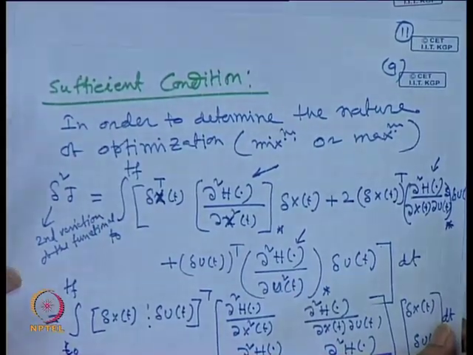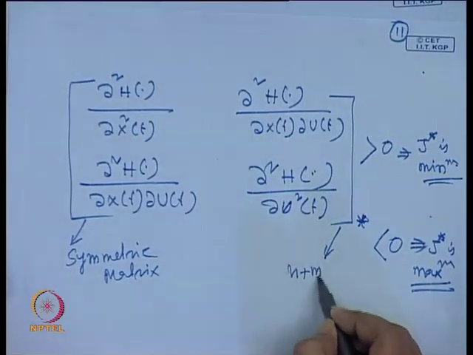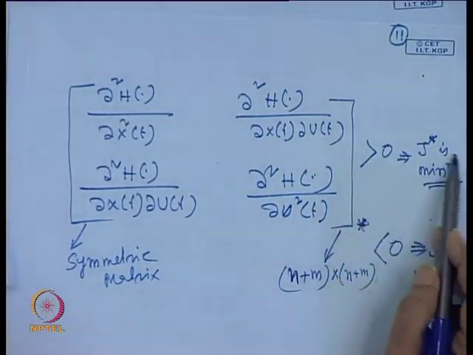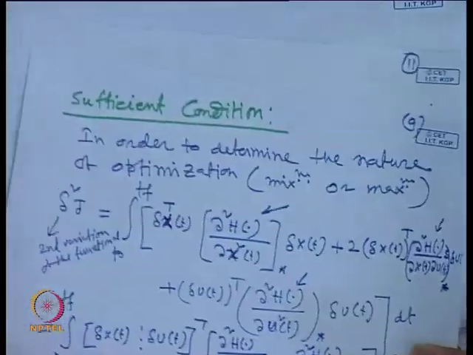So this is the necessary and sufficient condition. The necessary condition is required to find the trajectory of control u of t and x of t. Once you get the optimal trajectory, the control effort u star of t and the optimal state trajectory x star of t, the next question is to know the nature of the optimality, whether the functional value is minimum or maximum. Then you have to test with this matrix. Its dimension is n plus m by n plus m, where n is the number of states and m is the number of inputs. If it is positive definite, J star is minimum; if it is negative definite, J star is maximum. This is the basic theorem.